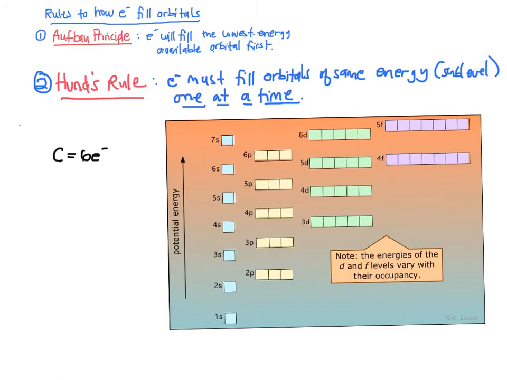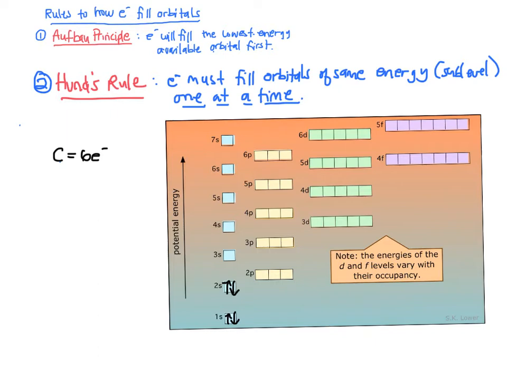Okay, the second rule is called Hund's rule. Hund's rule says that electrons must fill the orbitals that have the same energy, or are in the same sublevel, one at a time. So let's talk about carbon again. Carbon has 6 electrons. In its first energy level, it has 1 orbital, an s orbital, and 2 of those electrons will go in that s orbital. And then 2 more of its electrons will go into the 2s orbital.